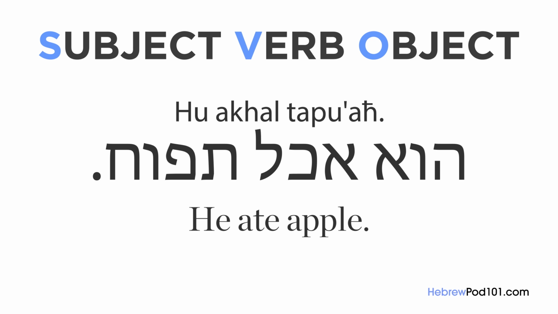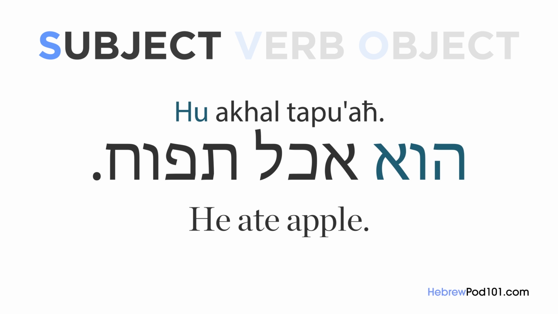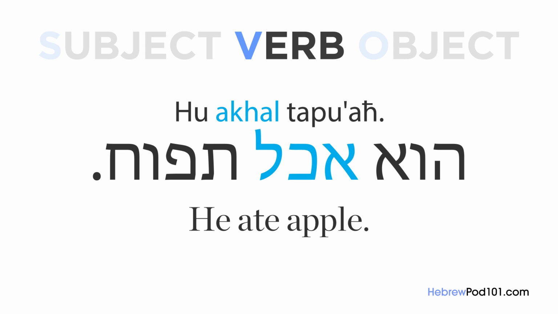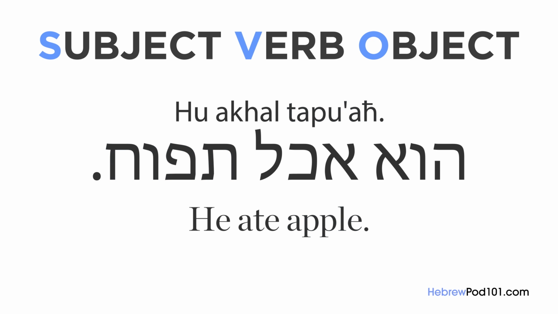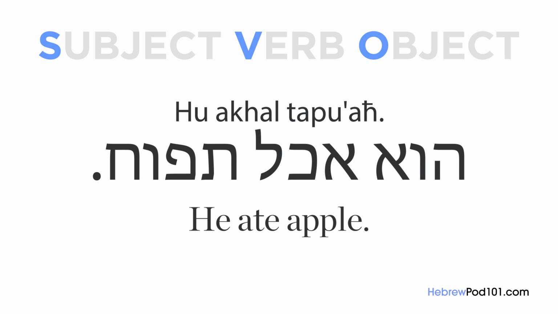If we break down the Hebrew sentence, we get the subject, hu, meaning he. Then comes the verb, achal, meaning ate. And finally, we have the object, tapuach, meaning apple. The word order for Hebrew is the same as English, subject, verb, object, or SVO for short.